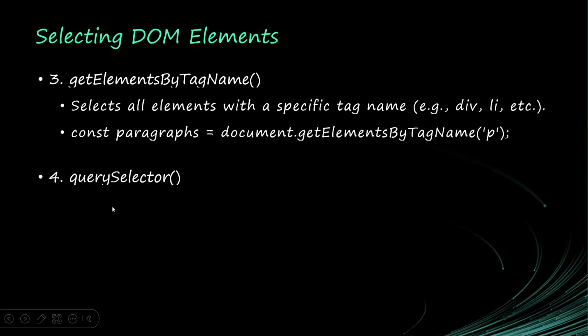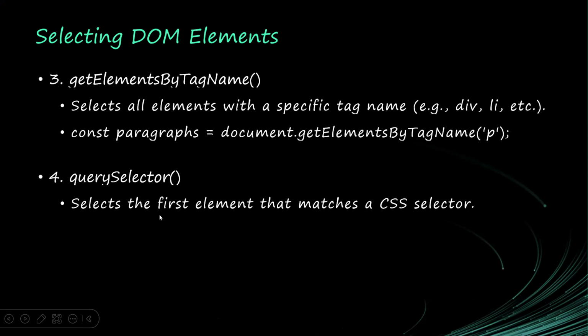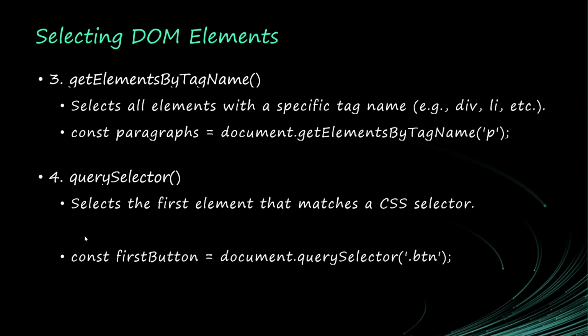You also have query selector. That's what I have been using before now. The query selector will only return the first element that matches a CSS selector. Remember the CSS selectors that we did in CSS. You can pass in any CSS selector here. It could be an ID, it could be a tag name, it could be a class name, it could be any CSS selector at all. But it will return the first element that matches it. It will not return all of them.